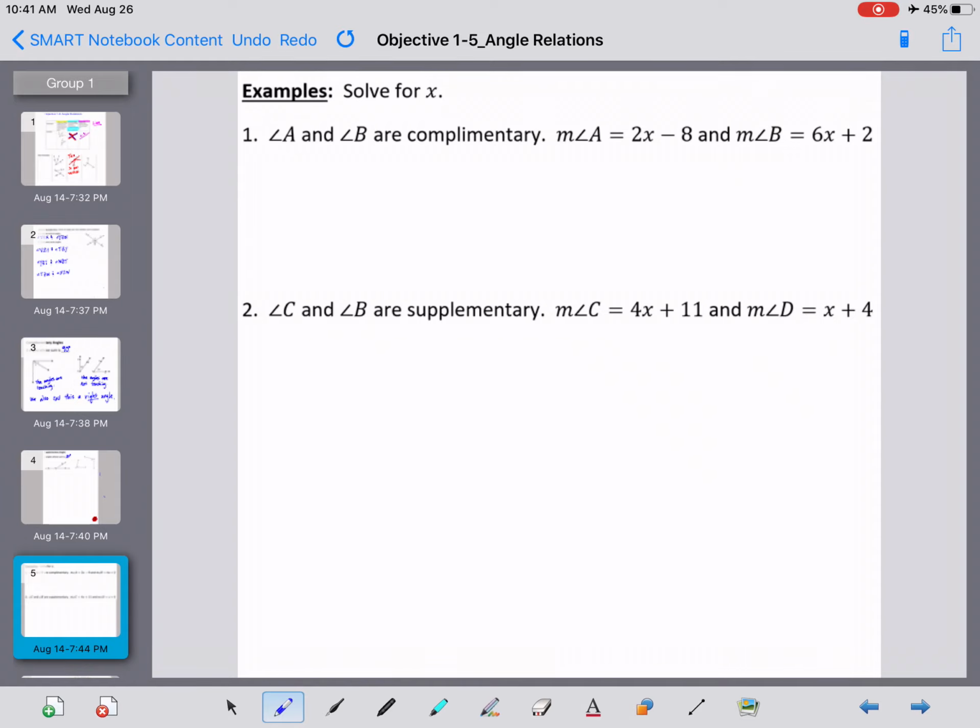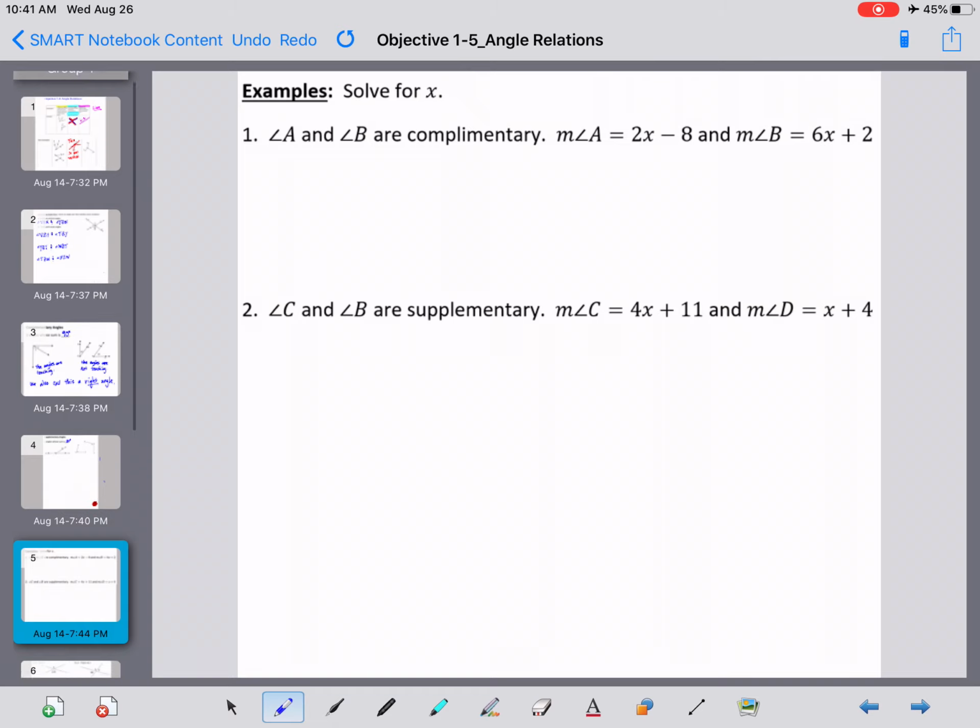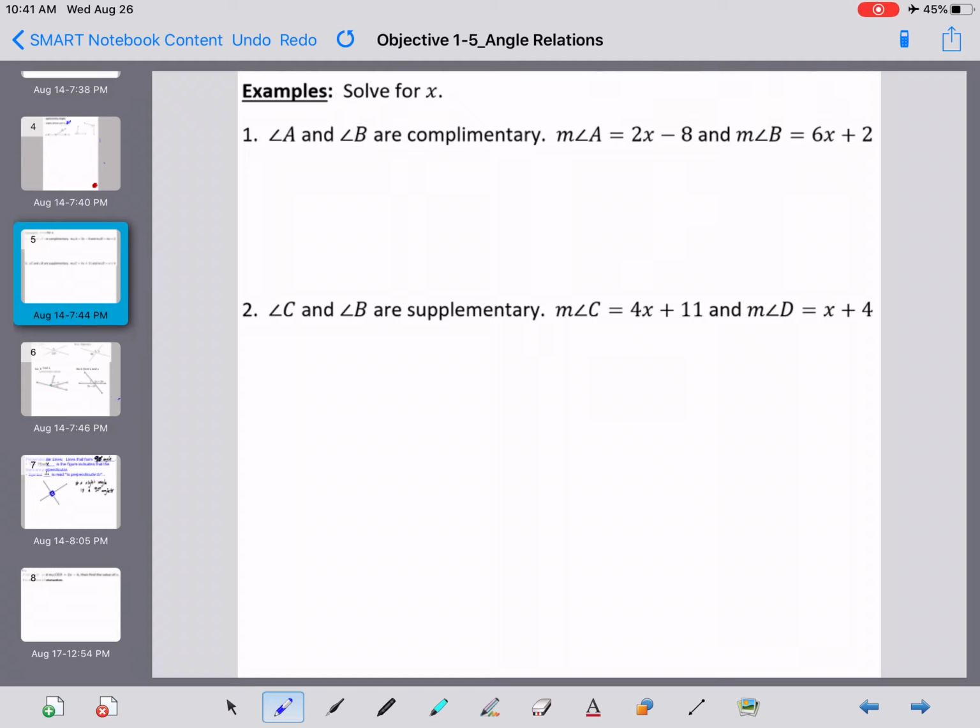Okay, so now we're going to do some practice examples with our angle relations. These are just some problems that you're going to come across. It's just a small sampling. The first thing we're going to do is solve for x.